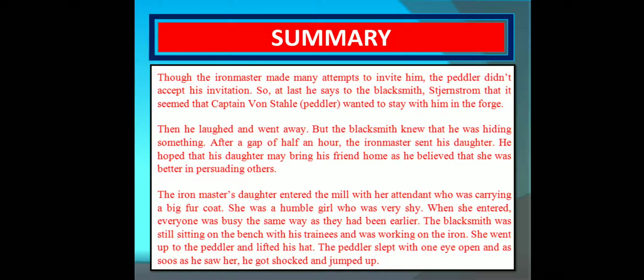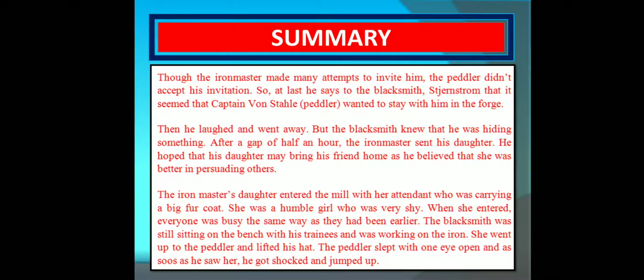Though the ironmaster made many attempts to invite him, the peddler didn't accept his invitation. So at last he says to the blacksmith, Stern Storm, that it seemed that Captain Von Estelle wanted to stay with him in the forge. Von Estelle is being used for the peddler. Then he laughed and went away. But the blacksmith knew that he was hiding something.